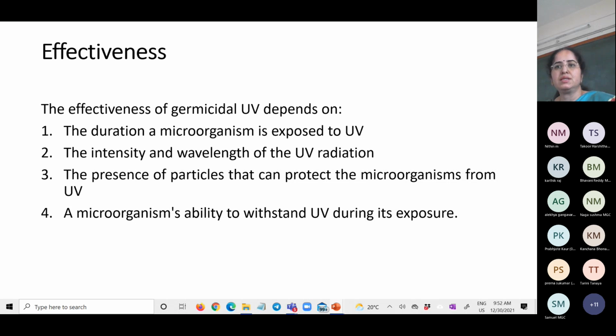Secondly, the intensity. Third is the wavelength. Then the presence of particles that can protect the microbes from the ultraviolet light, meaning if any other things are present which can protect the microbes. And the last point is the microorganism itself, its ability to withstand the UV exposure. So these are the four different factors which will determine the effectiveness of the ultraviolet radiation.